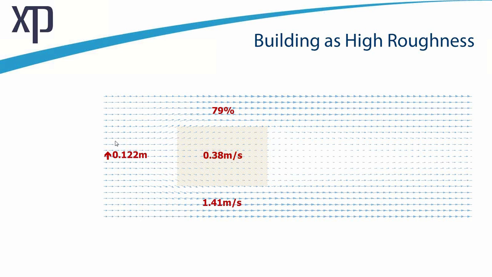And the velocity, this little model is based on a 1 meter per second velocity, so the velocity through the building is down to 0.38, and around the sides is 1.41. So they're generally the most common approaches. There are other approaches, but they're the most common.